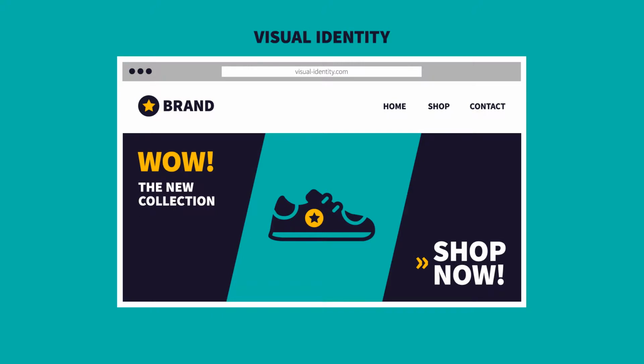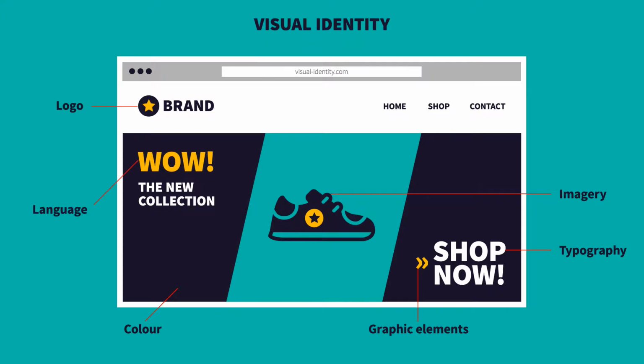A visual identity generally consists of 6 different components: logo, color, typography, graphic elements, imagery, and language. Together, they form the brand identity system. The more components are defined, the more specified the identity becomes.